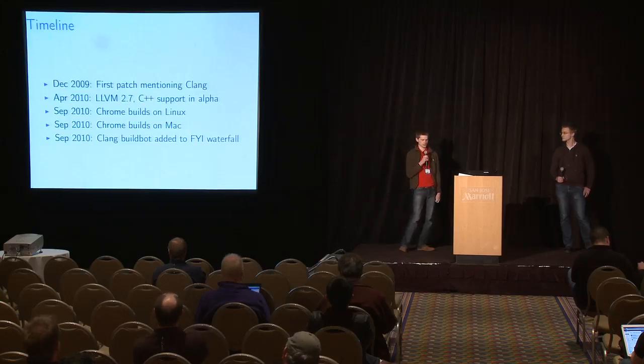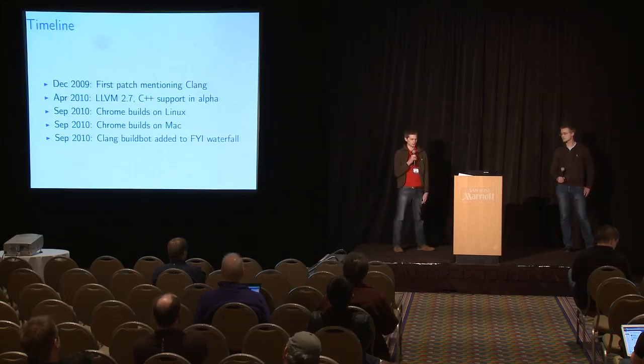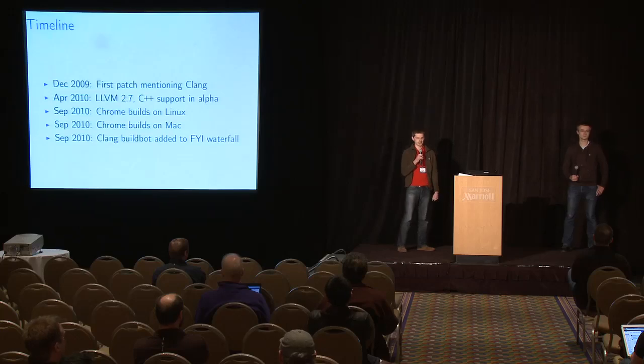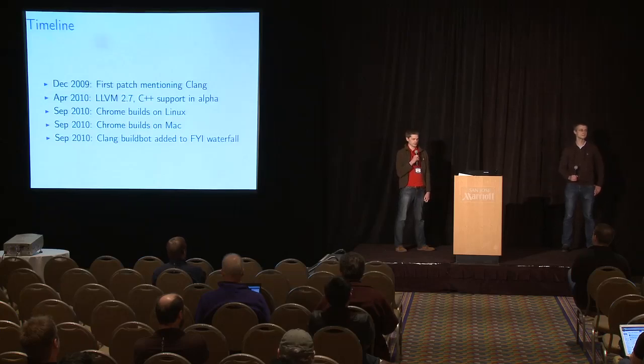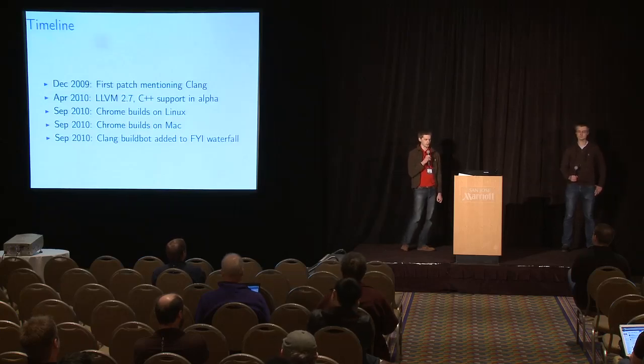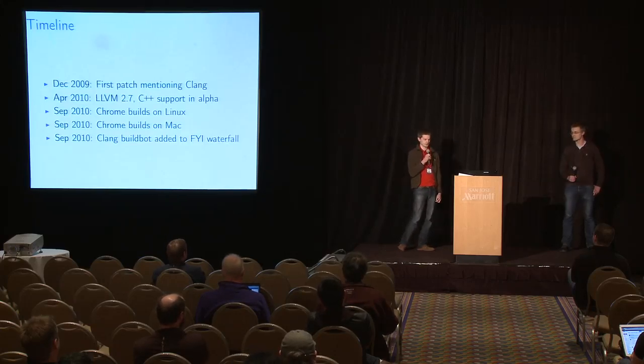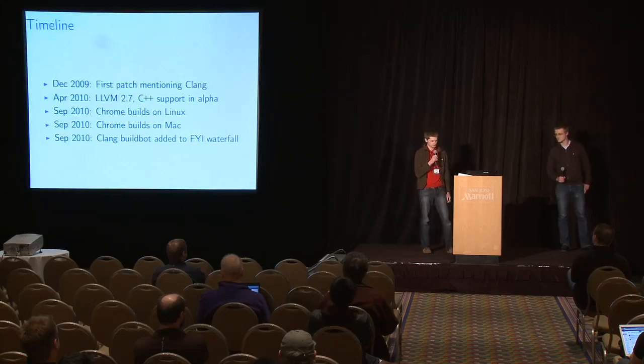And in September, things started to actually work. So first we had the Linux build working with some warnings disabled, and then a couple of days later we had the Mac build working as well. And this is not actually switching to Clang. This is just compiling with Clang in addition to the other compiles that we do. And to make this stick, we added a build bot to our build infrastructure to actually build with Clang continuously, so we get notified if someone checked in something that broke our build.